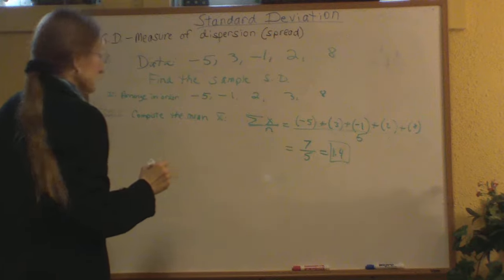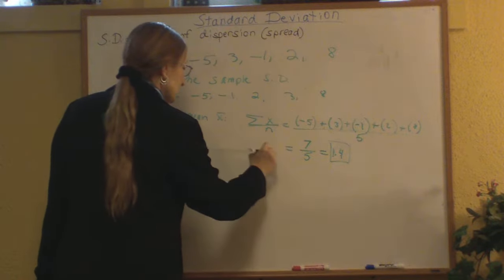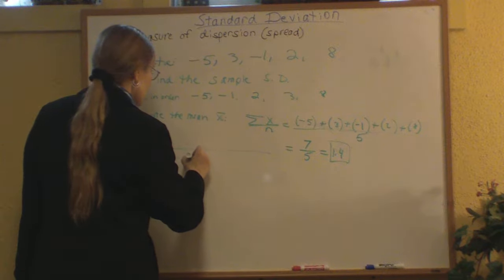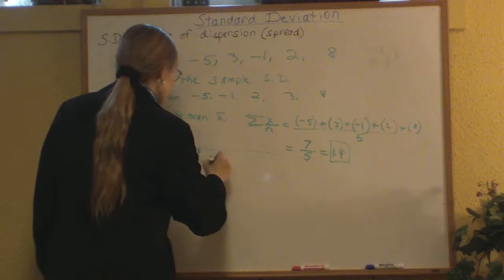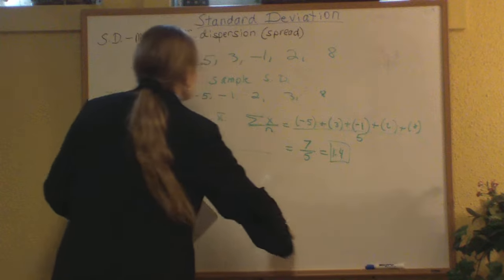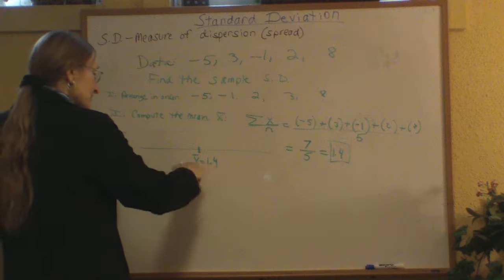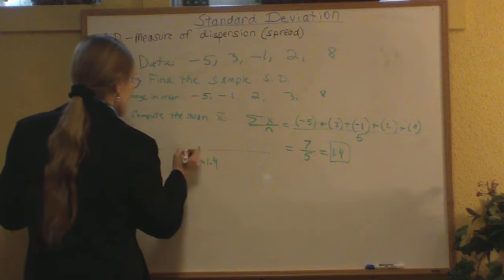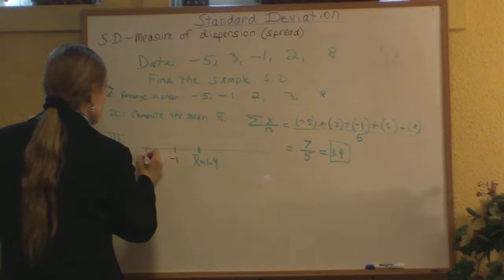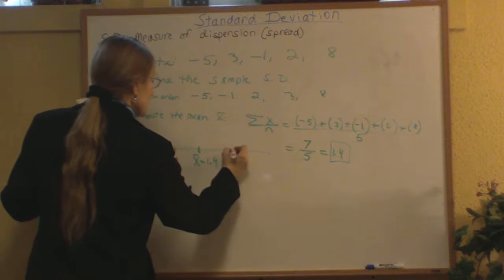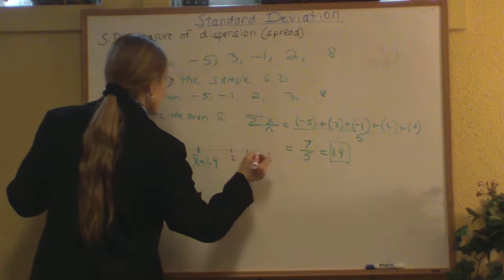Now that we have our mean, we can construct a number line and put it on there. So here's our mean, x bar is equal to 1.4. Okay. So let's take our numbers arranged in order and plot them with reference to our mean. So, down here, first score would be a -1. Down here, a -5. Now we have a 2, 3, and an 8.